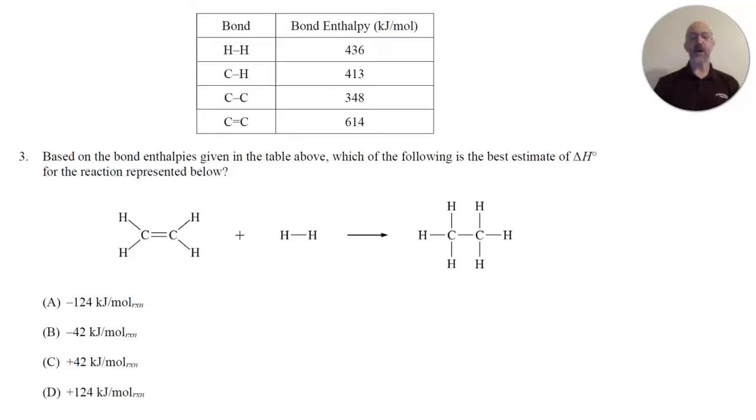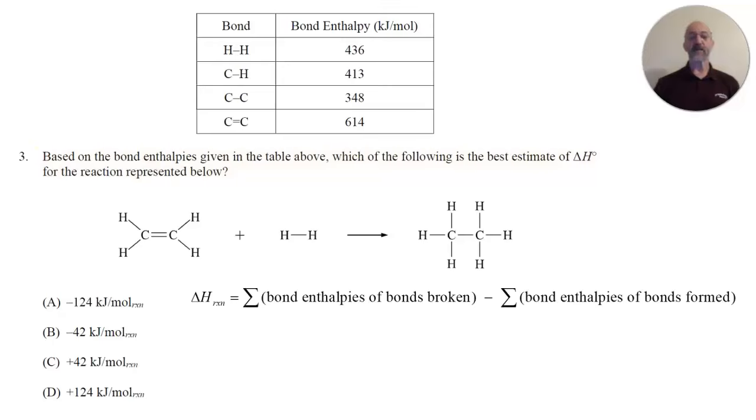Now let's take a look at question 3, which is a similar type of question, but now instead of solving for the bond energy, we will be solving for the delta H for the overall reaction represented here. So in question 3, we are given a bond enthalpy table, and question 3 says the following. Based on the bond enthalpies given in the table above, which of the following is the best estimate of delta H for the reaction represented below? Again, let's keep track of our bonds broken in the reactant molecules and the bonds formed in the product molecules.